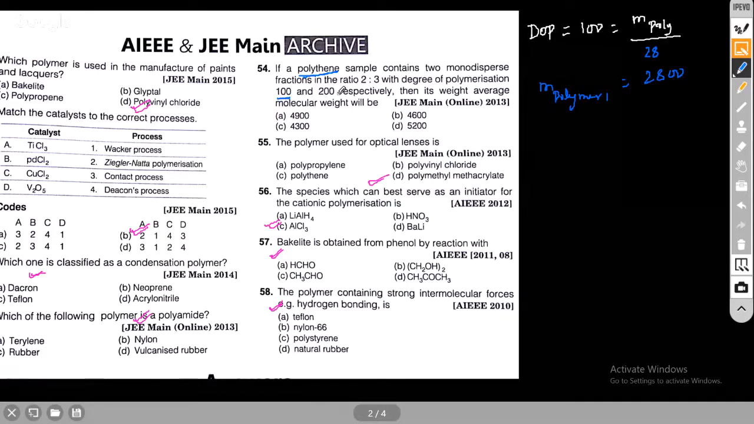For the other polymer, degree of polymerization is given as 200. So the mass of polymer 2, the second polymer that we have, is nothing but 28 into 200, which is 5600. Clear? Right? Now x1 for the first molecule is what? It is a fraction, so 2 divided by 5. Stop me if you don't understand this. X2 is 3 by 5. Correct?